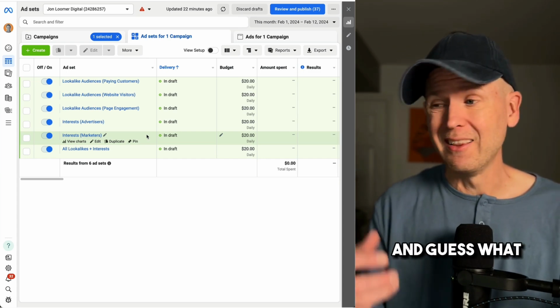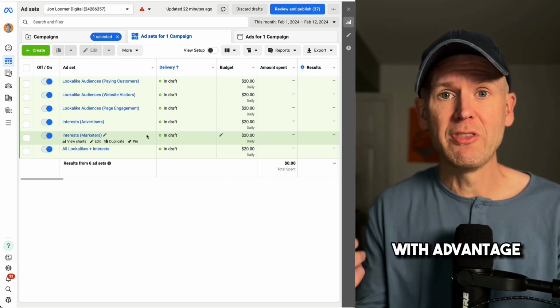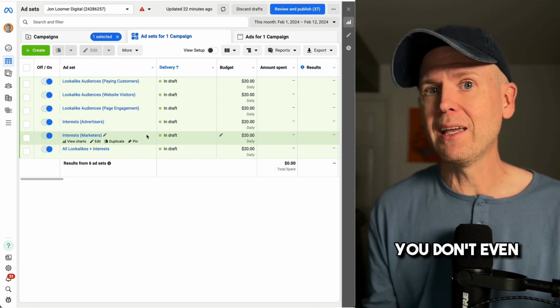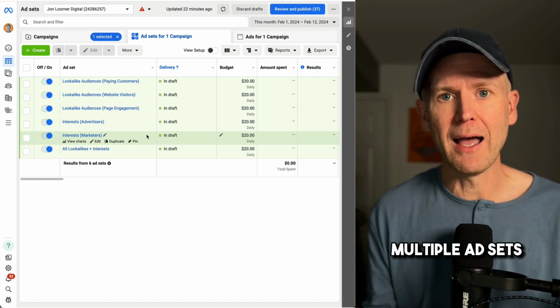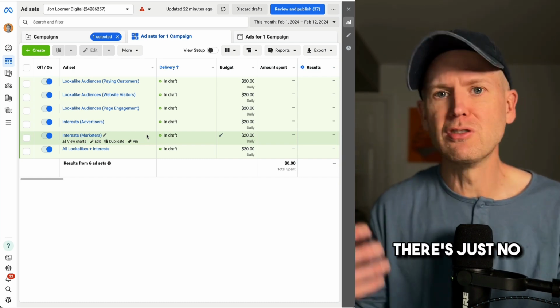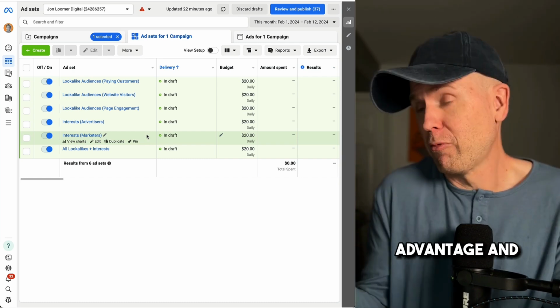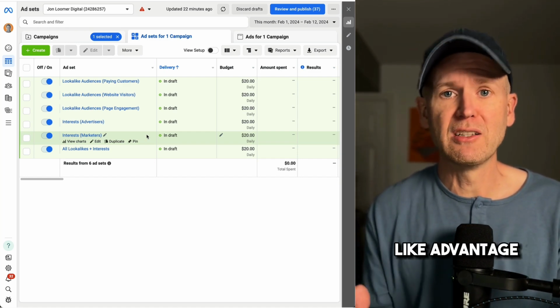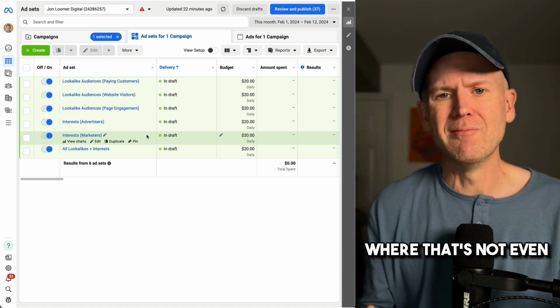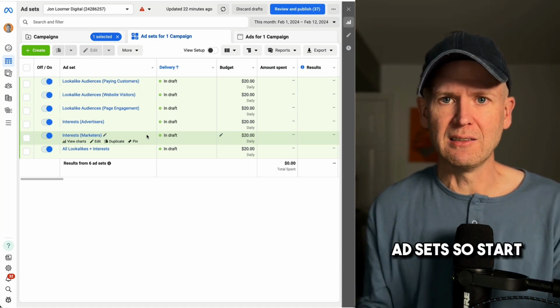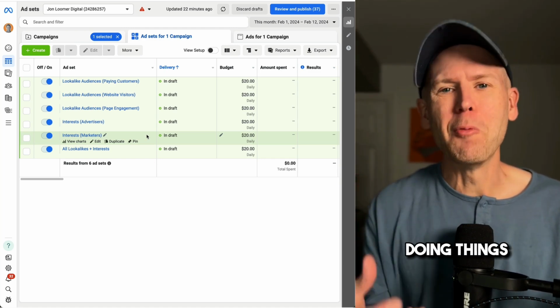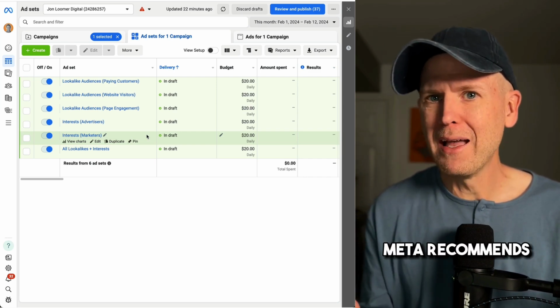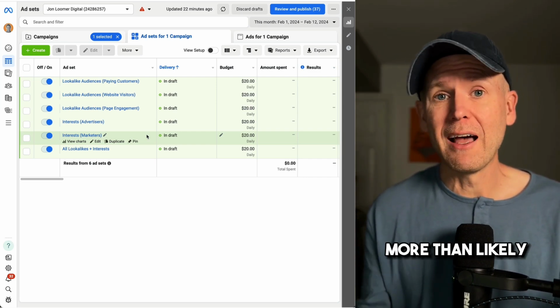And guess what? That's what we're seeing right now with Advantage Plus Shopping. You don't even get an option of creating multiple ad sets for that reason. There's just no advantage. And for all we know, this is the direction we're going. We're going to see more campaigns like Advantage Plus Shopping where that's not even a possibility to create these ad sets. So start doing things the way that Meta recommends, and honestly, the way that is more than likely the most efficient.